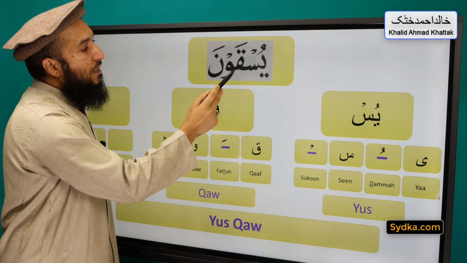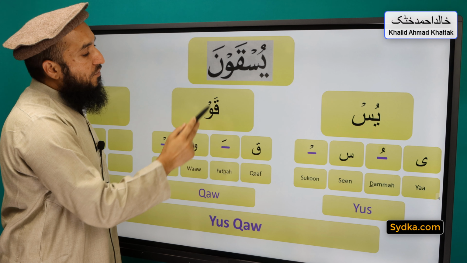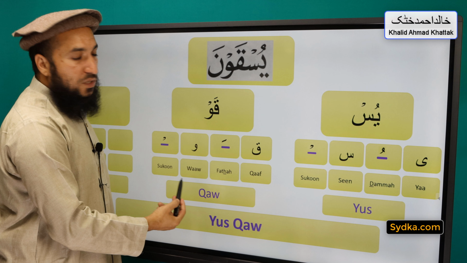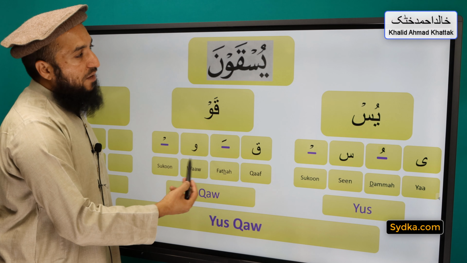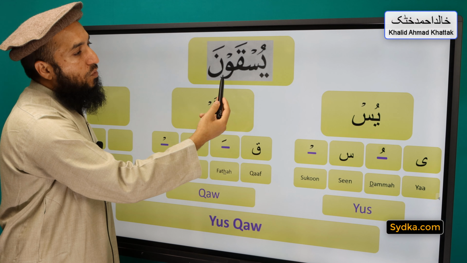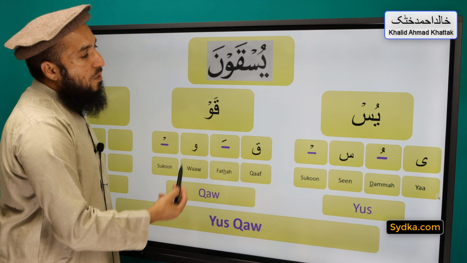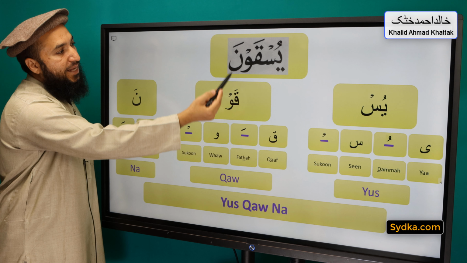a sukoon. Qaf fatha waw sukoon qaw. Combining these 2 syllables together we have yusqaw. The third syllable we have is noon fathana.